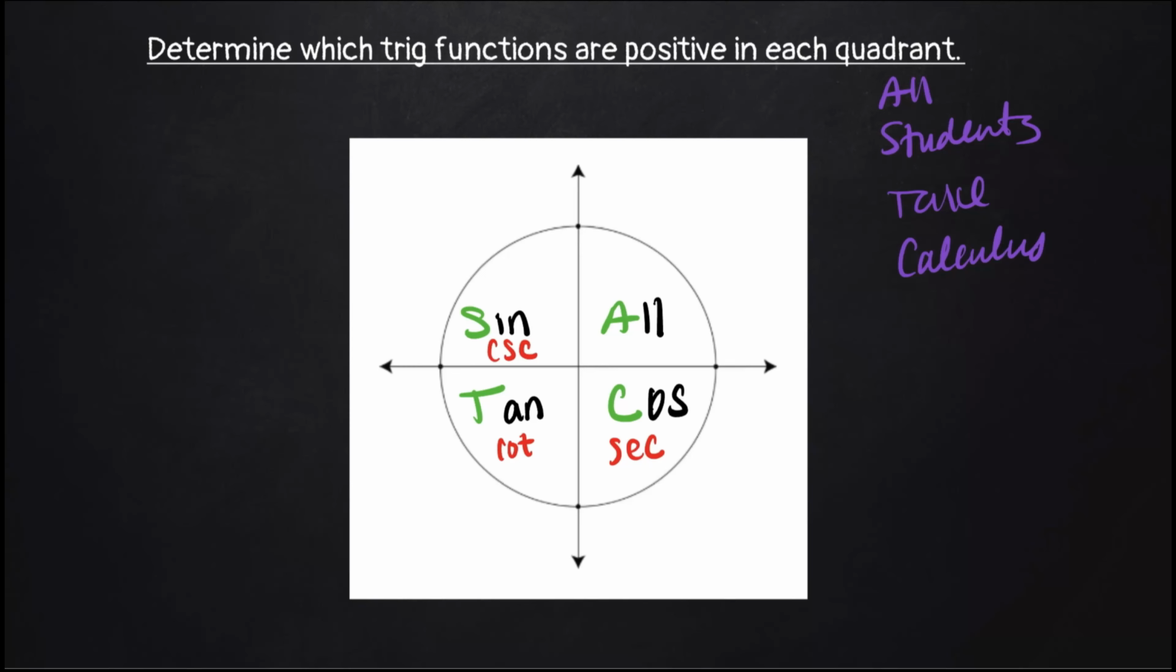So again, what we're looking at is, this is positive, positive. This is negative, positive. This is negative, negative. And this is positive, negative. So you look at your signs, and that could help you to determine which trig functions are positive in each of the quadrants.